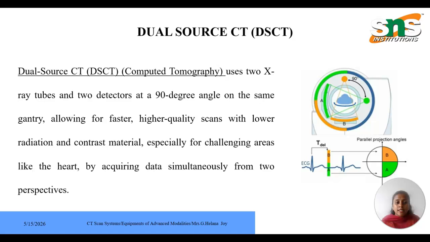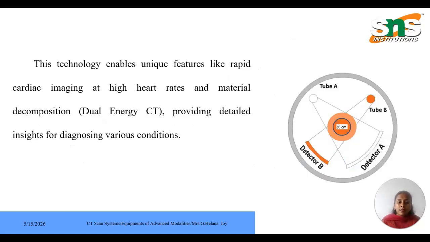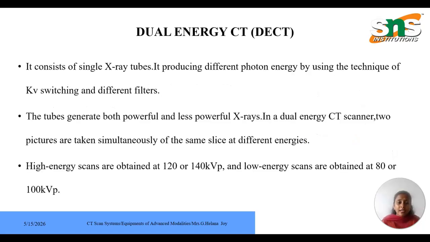Moving on to the dual source CT. Dual source CT uses two X-ray tubes and two detectors at a 90-degree angle on the gantry, which allows faster, higher quality scans with low radiation and contrast material, especially for challenging areas like scanning of the heart, by acquiring data simultaneously from two perspectives. This technology enables unique features like rapid cardiac imaging at higher heart rates and material decomposition, which provides detailed insights for diagnosing various conditions.